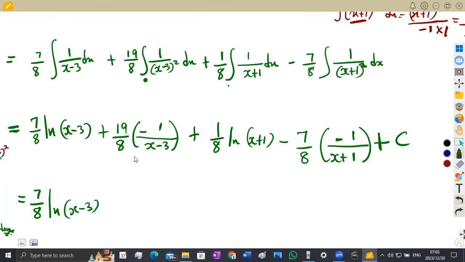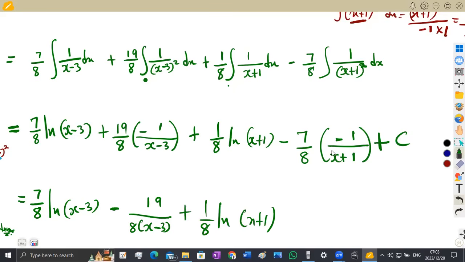Positive, negative is going to be a negative. So it is going to be minus, multiply 19 times 1. So it's going to be minus 19 over 8 into the bracket of x minus 3, numerator times numerator, plus 1 over 8 ln of x plus 1. The same thing, numerator times numerator: -7 times -1 is going to be a positive 7 over 8 into the bracket of x over 8 times x plus 1, multiplying denominator to the denominator, plus the constant of integration.